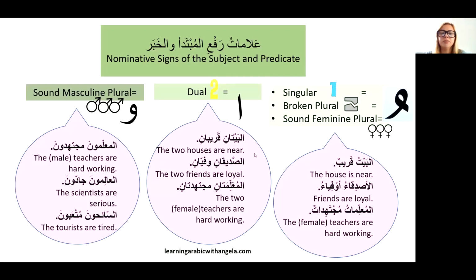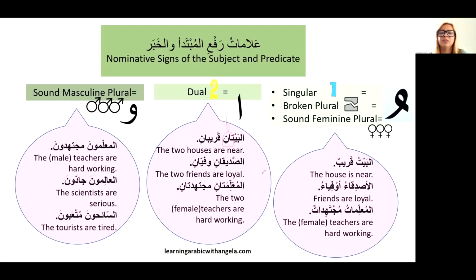Now, in the dual, البيتان قريبان, you don't see a dhamma. Okay, it's the alif over here, which is the long vowel alif. That's the sign of the dual. So when you want to change something to the dual, you're adding alif noon, al-baytani. Unless it's in the accusative case, it becomes al-baytain. For example, I saw 2 houses. رأيت بيتين. So that's going to be in the accusative case. But over here, nominative case, alif noon.